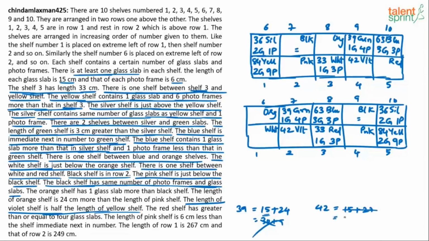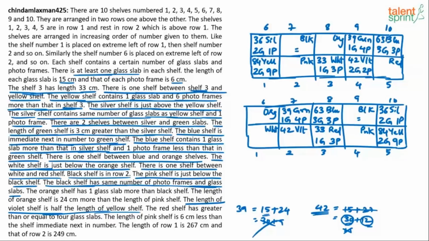Then the next possibility is 30 plus 12. This is possible, 30 plus 12. 30 meaning 2 glass slabs and 2 photo frames. Can we take 3 glass slabs? No. 45 is not possible at all because the total itself is 42. So we can conclude that the violet one has got 2 glass slabs and 2 photo frames. 30 and 12.